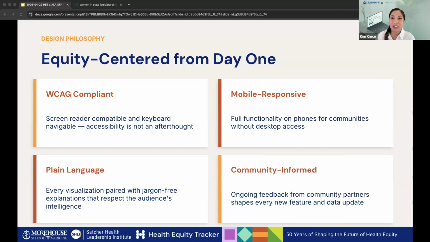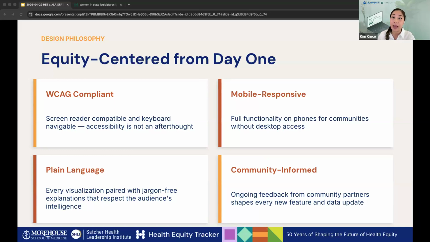So everything you just saw and heard is the result of some deliberate choices that we make in how we build this platform. We follow web content accessibility guideline compliance. And I don't know if you caught, but Ben was trying to show the way that we accommodate for screen reader compatibility for non-sighted users, because accessibility is not a nice to have for us, it's a requirement.